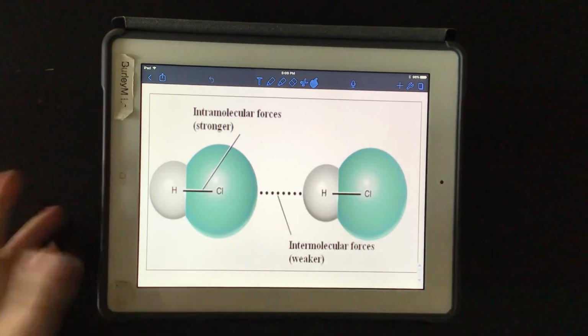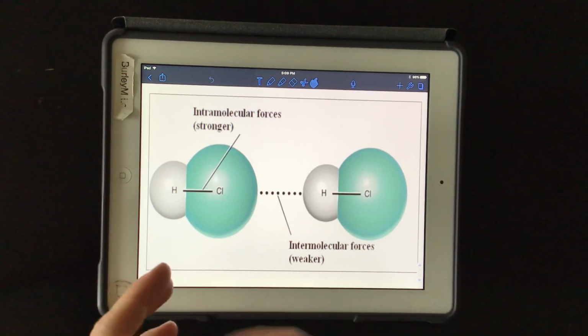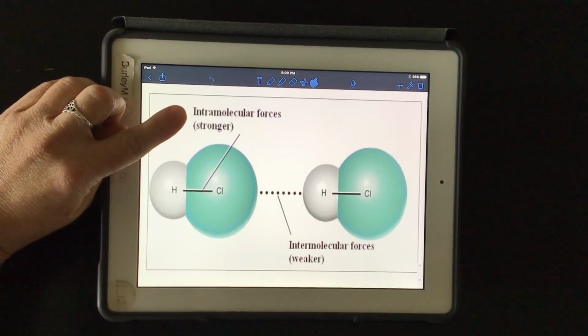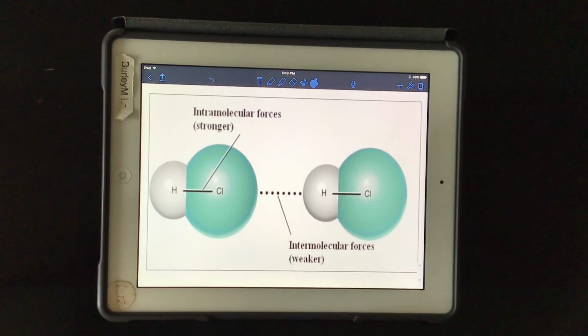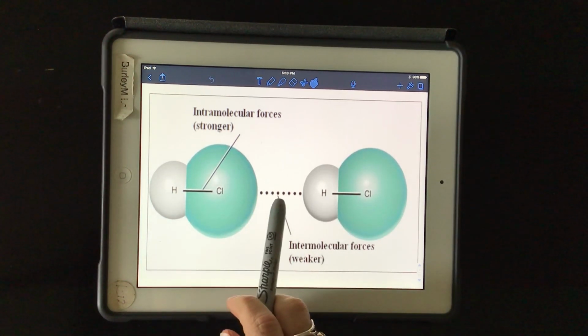Intramolecular forces are basically any chemical bond that we've learned about in the past, whether it's covalent or ionic. Whenever you have a sharing or a transfer of electrons, we call that an intramolecular force. An intermolecular force is the force of attraction between the molecules themselves.